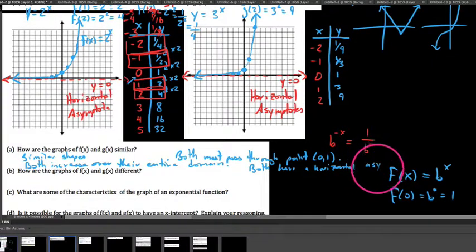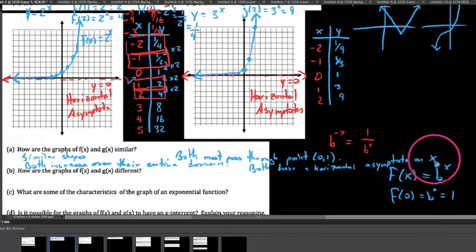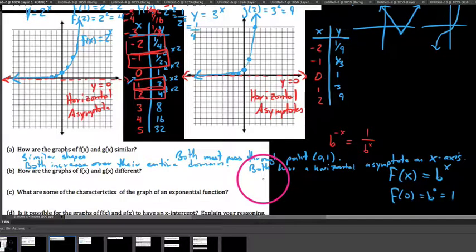Horizontal asymptote on the x-axis. So pardon me for organizing my work so poorly here, but I had to fit it in there somewhere. So in terms of how they're different, what could you say is different about these two graphs? I mean, they're very, very similar. We've listed 4 similarities between them, but how are they different?